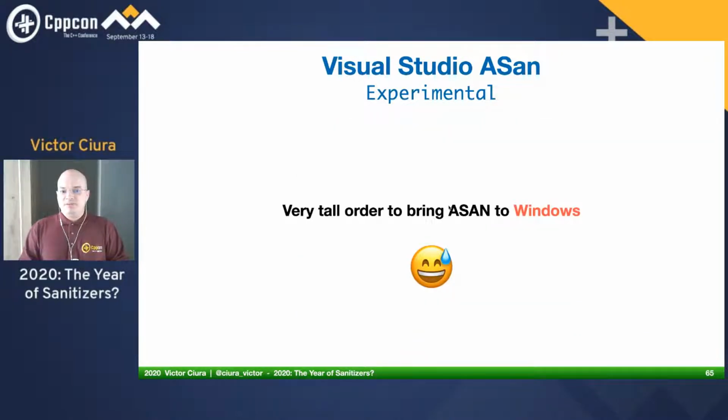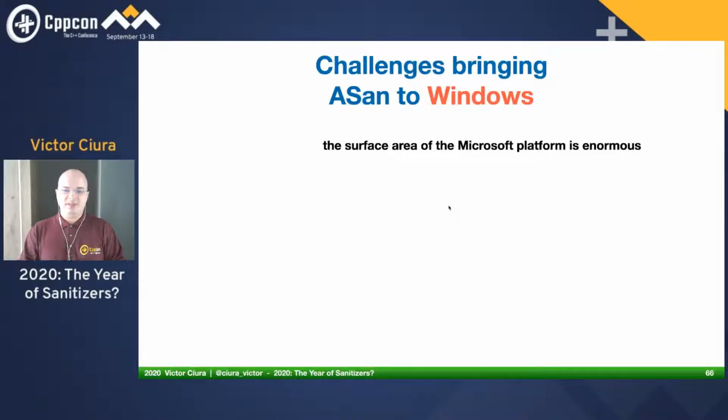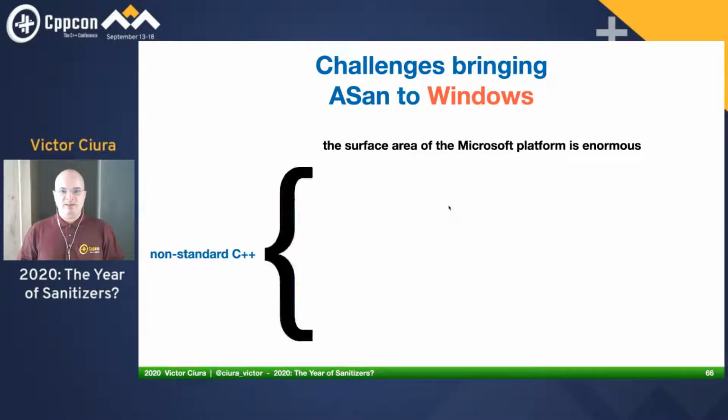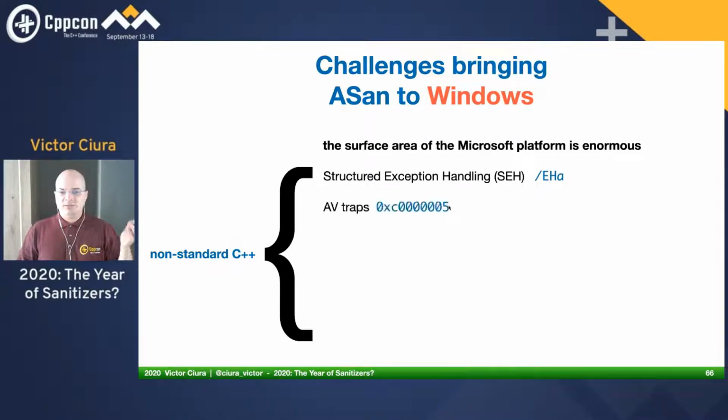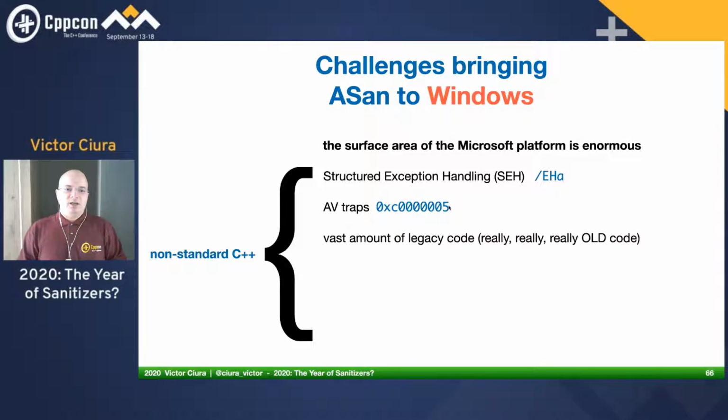As I said, bringing this technology to Windows is actually a big challenge. And the main problem is that the surface area of the Microsoft platform is enormous. You have a lot of non-standard C++ that the compiler needs to be able to compile, and that the ASAN runtime needs to work with. You have structured exception handling and access violation traps and filters. We actually have a lot of these in our application, and we've had to deal with the issues around asynchronous exceptions. You have a vast amount of legacy code, really old code. Even within Microsoft itself, they have a ton of code that they need to compile and make sure they are able to interact with the ASAN runtime.